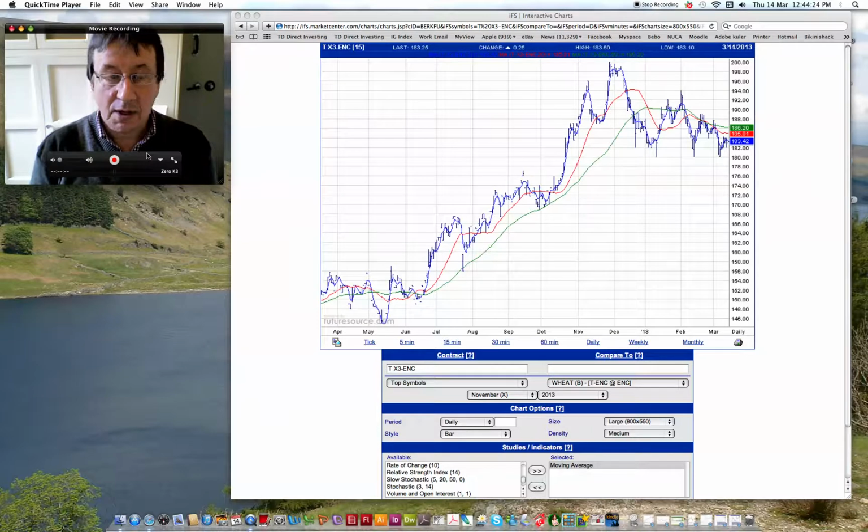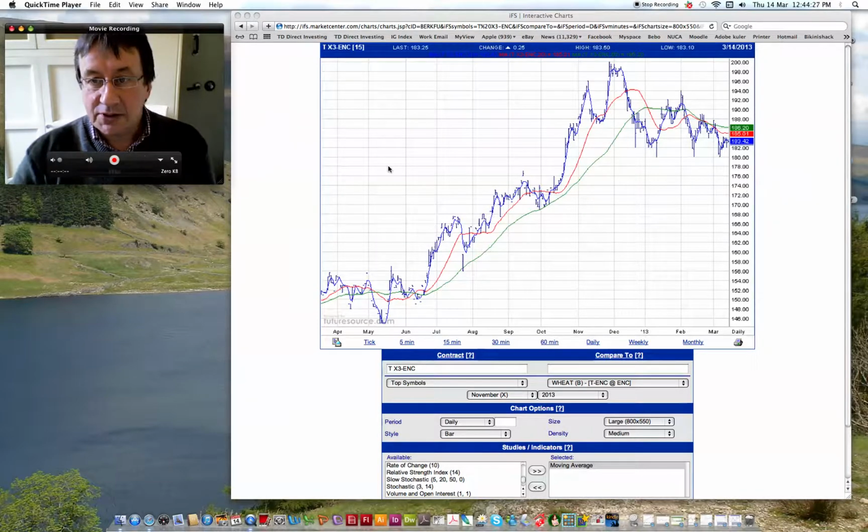We've got the daily bar chart in front of us, and on this chart I've got a 5, 20 and 50 day moving average, and you can see here clearly marked that we've come down the last 3 times to test this level of 180. January we came down, tested it. February came down, tested it. Now in March we come down, test it.